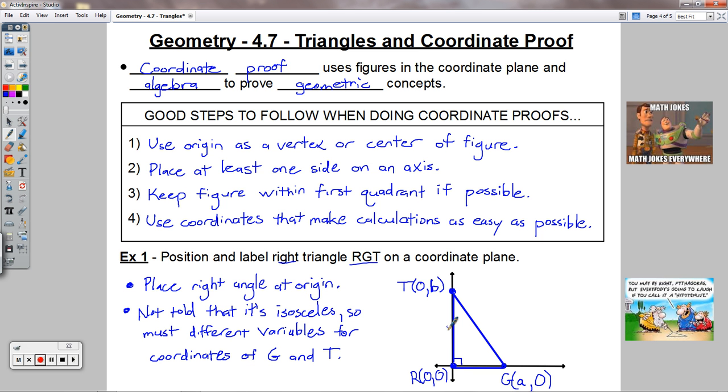And so I have successfully placed a right triangle labeled RGT on a coordinate plane. I think this was the best way to do this. You didn't have to place it at the origin, and you didn't have to have a side here and here, but that's going to make it easiest to prove things about a triangle like that.